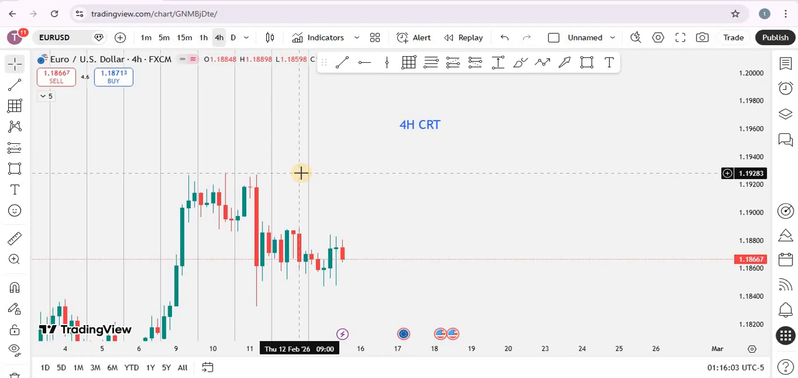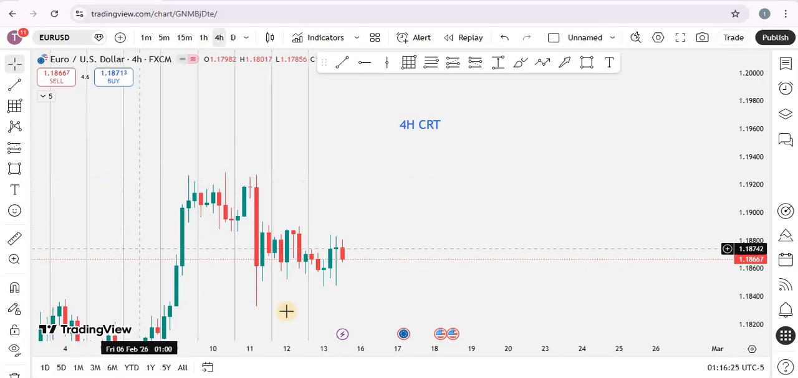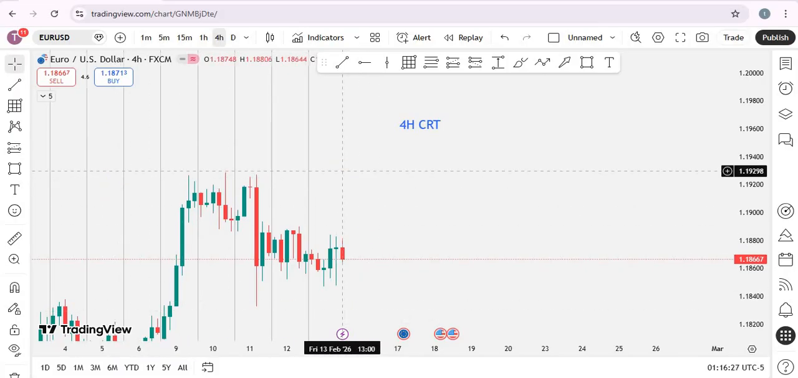On this channel we focus on pure price action, clean structure, and disciplined execution. No indicators, no noise, just the chart. If you want to understand how the 4-hour CRT forms, where liquidity sits, and how smart money moves, you are in the right place. The good thing about this setup is that it forms every day on EURUSD.